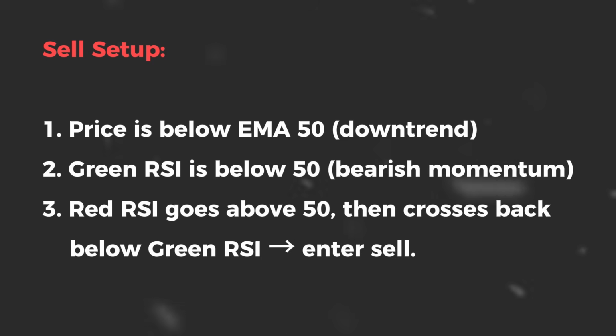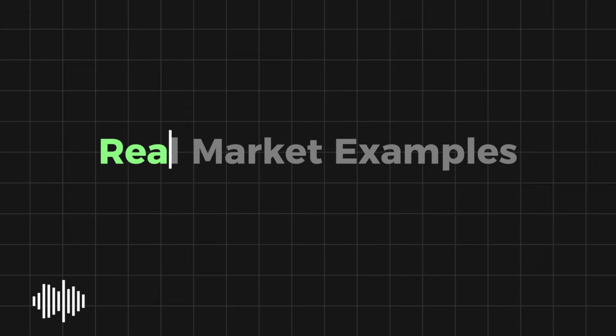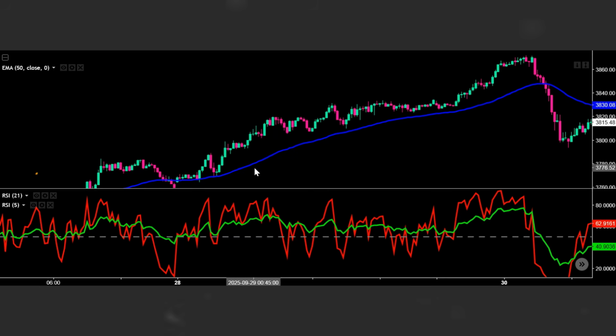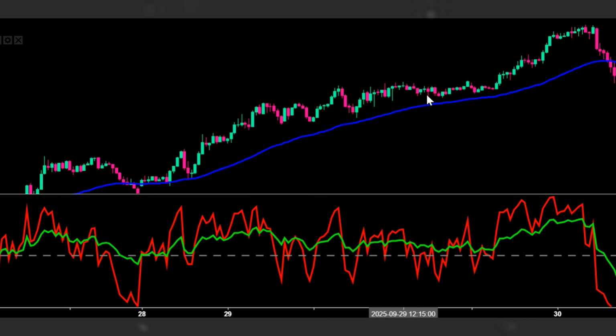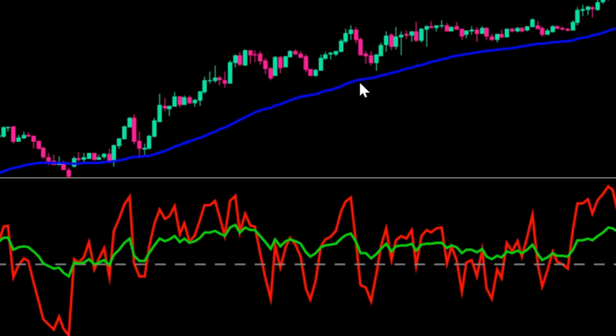Now let's see some examples. Real market examples. Let's look at a real example of a buy setup. Here, the price is clearly above the EMA 50, so the trend filter tells us the market is in an uptrend. Now check the green RSI. It's above the 50 level, which confirms bullish momentum.